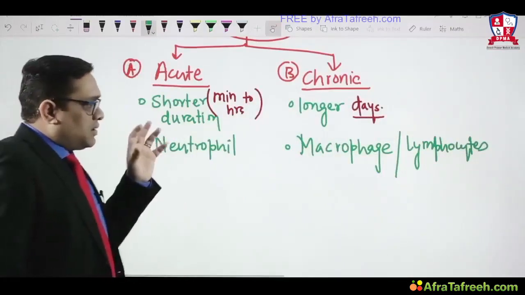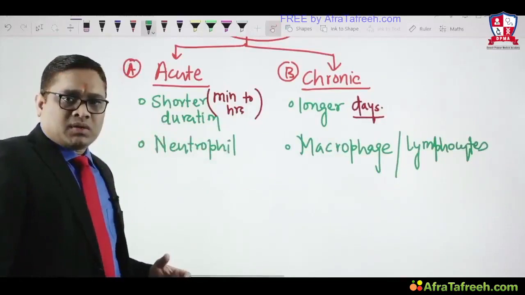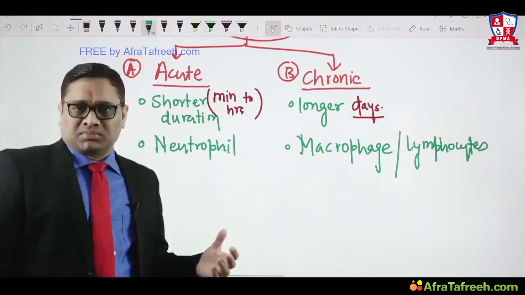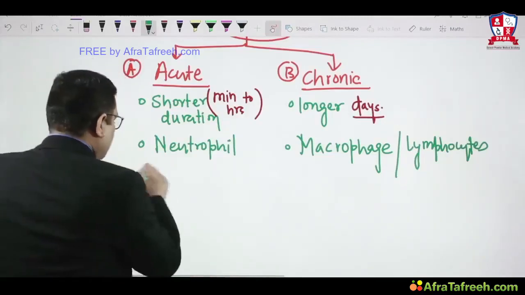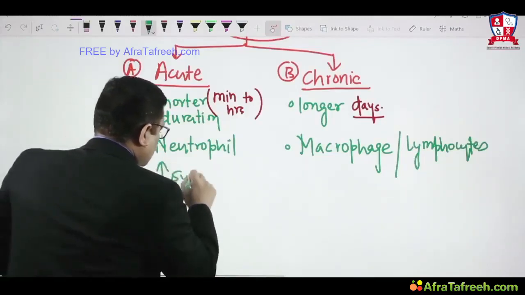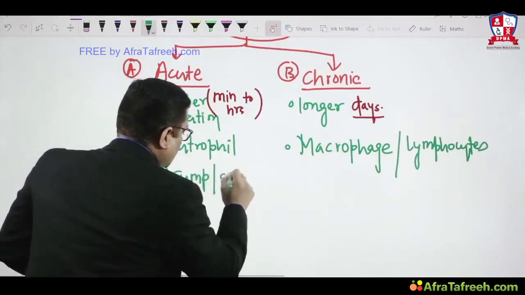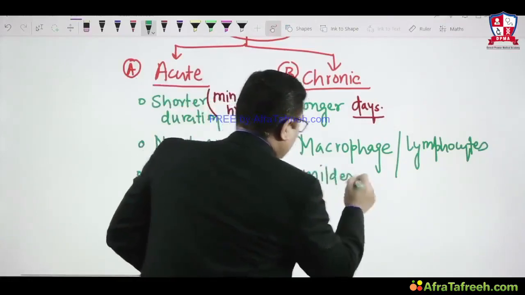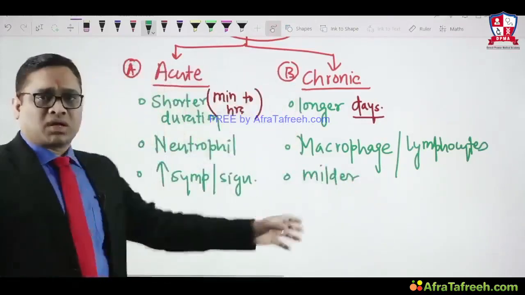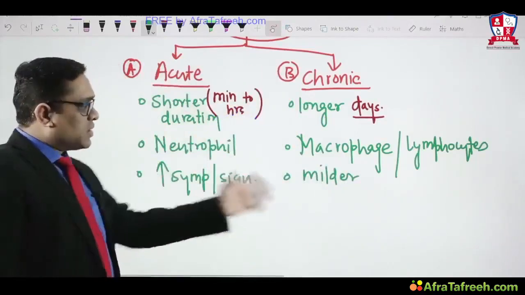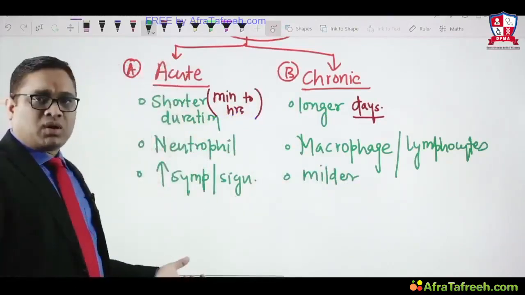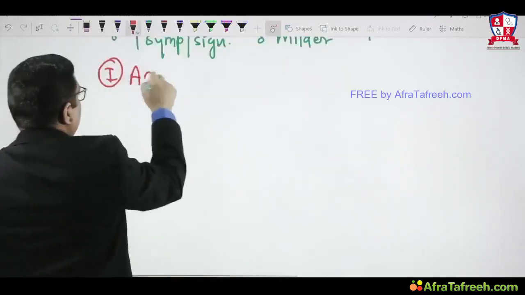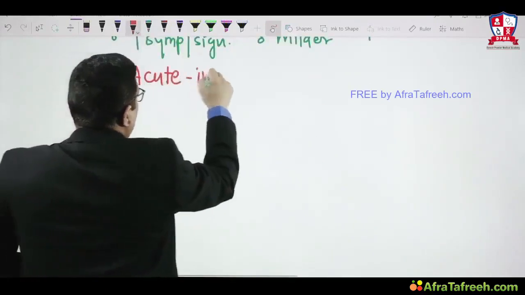When you see the severity of the inflammation, acute inflammation will usually show more clinical symptoms and signs, and in chronic it will be milder. So these are some of the basic differences between acute and chronic inflammation, right? We will discuss one by one. First we will start from acute inflammation.